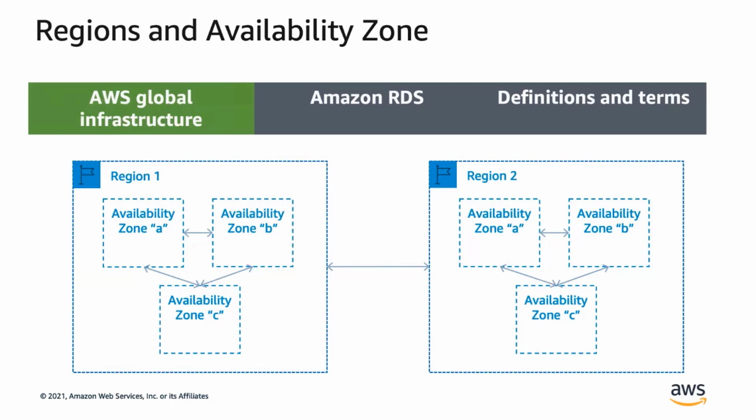Each AZ in a region is physically separated from the others by a meaningful distance and connected by high bandwidth, low latency fiber with independent power, cooling, and physical security. This means that AZs are close enough that you can synchronously replicate between them, but far enough apart that failures affecting one are not likely to affect another.